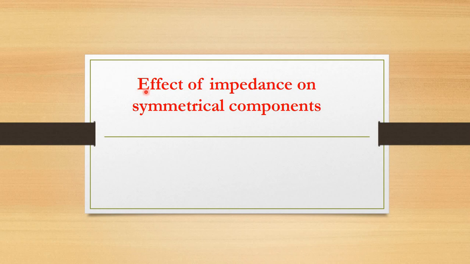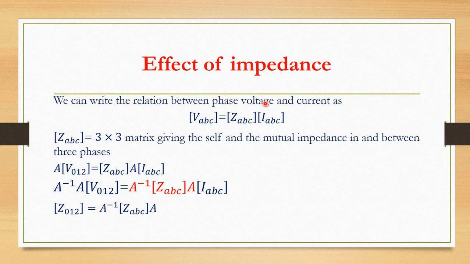In this video, I am going to explain the effect of impedance on symmetrical components. Effect of impedance: we can write the relation between phase voltage and current as VABC equal to ZABC into IABC. What is ZABC? It is a 3x3 matrix giving self and mutual impedance in and between the three phases.